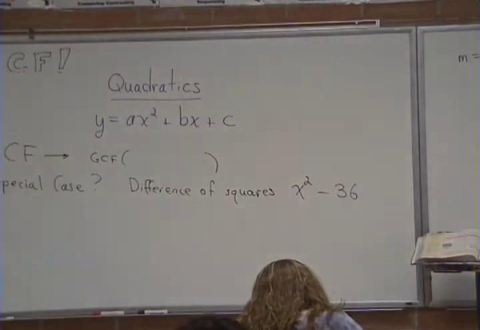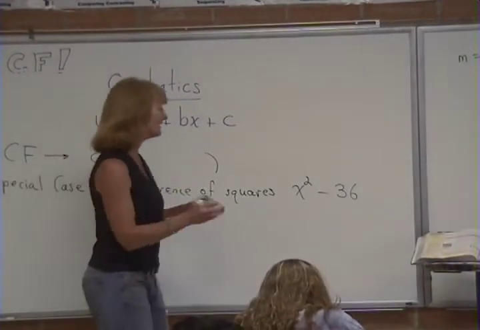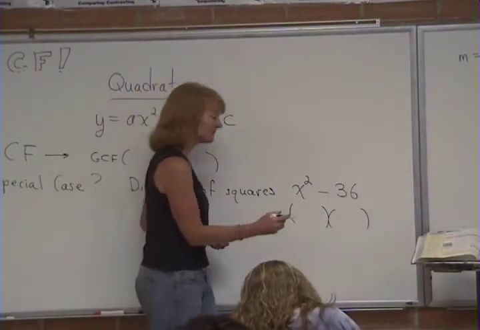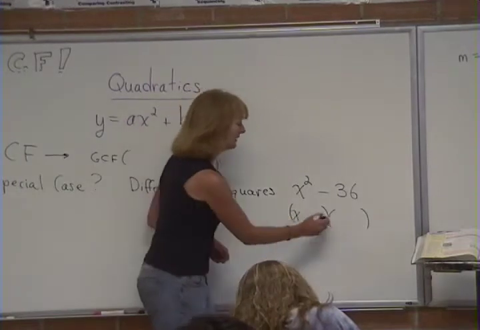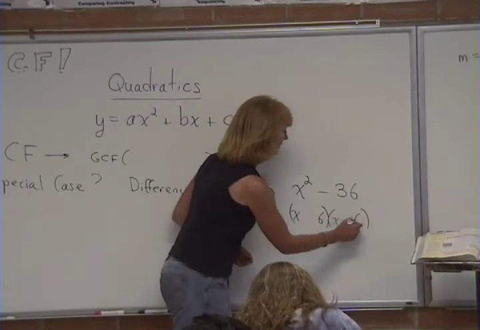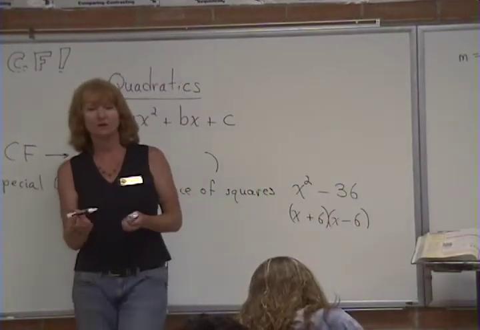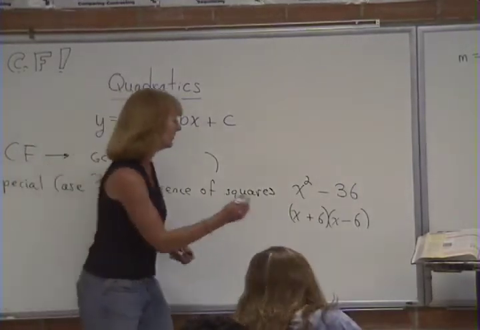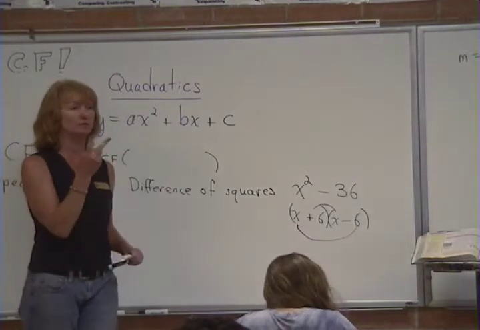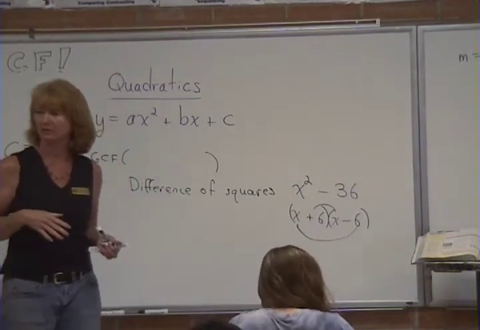You have a difference, a subtraction sign, a perfect square on one side, and a perfect square on the other side. It will always factor to the square root of each, one with a plus, one with a minus. The square root of x squared is x, the square root of 36 is 6. One's a plus, one's a minus, so that if you FOILed it to check it, the outer product and the inner product would cancel out. That's why there are only two terms in that, and not three. All the other pieces will be trinomials.